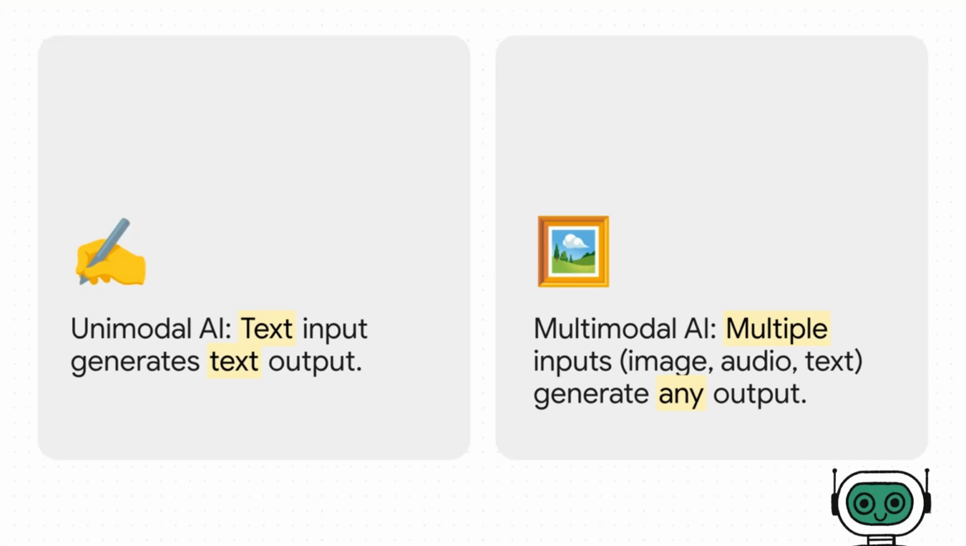Okay, so let's look at the difference. On one side, you have the classic, what we call unimodal approach. Super simple. Text goes in, text comes out. Think of those early chatbots. But on the other side, well, that's the leap to multimodal. It can take in an image, some audio, text, even a chunk of code, all at once, and then generate something totally new, maybe a different image or a better block of code. The key here is flexible inputs and flexible outputs.